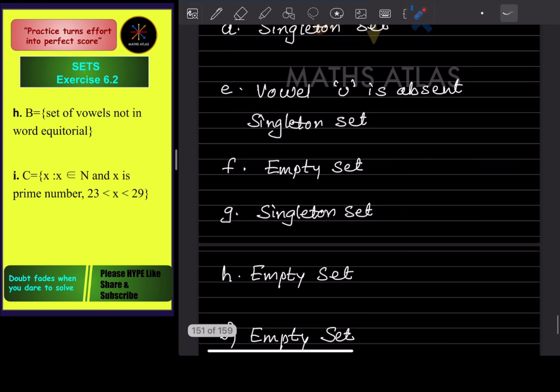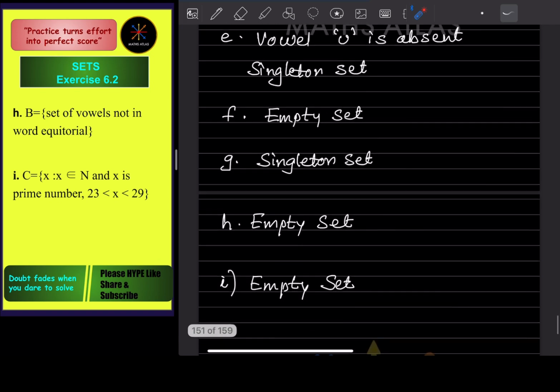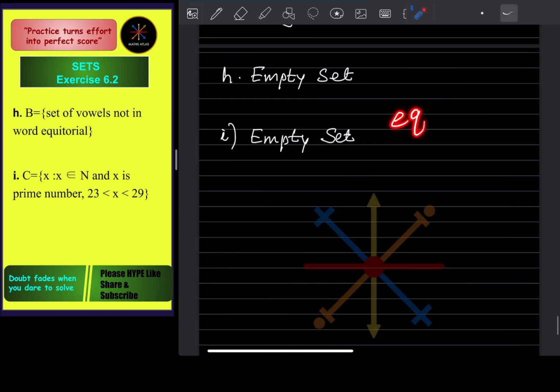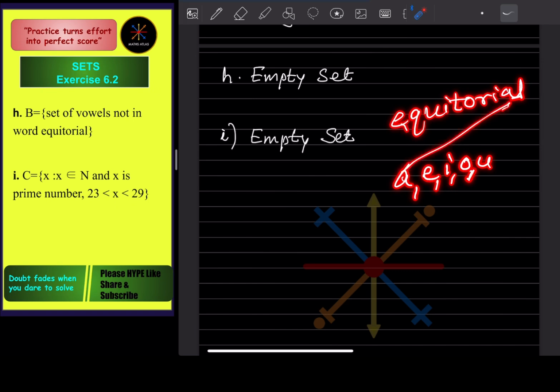Set of vowels not in the word equatorial. So now, the vowels not in the word equatorial. We know the vowels are a, e, i, o, u. Here we have a, we have e, we have i, we have o, and we have u. So we have all the vowels in this word, so that is going to be an empty set, because they said set of vowels not in the word.